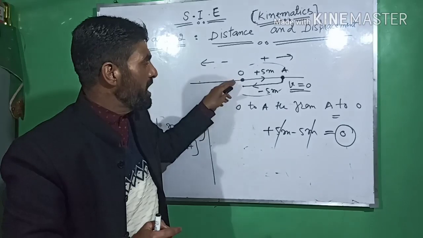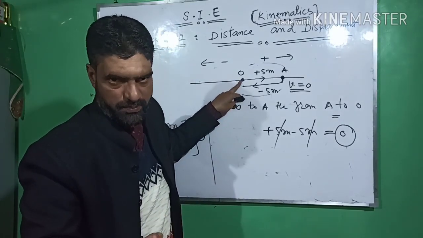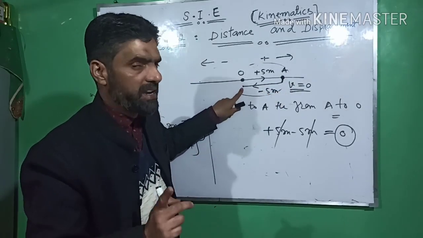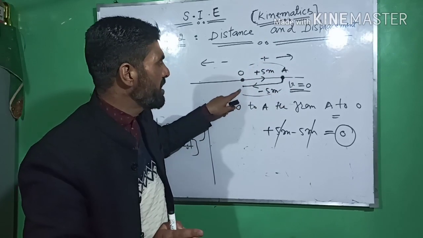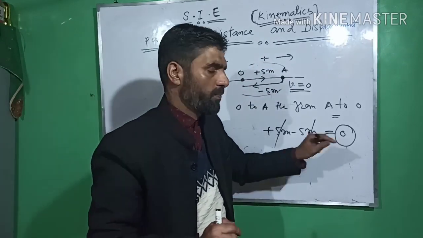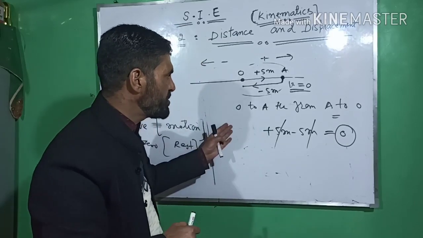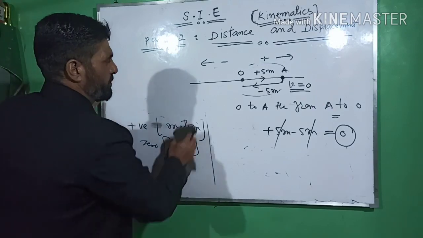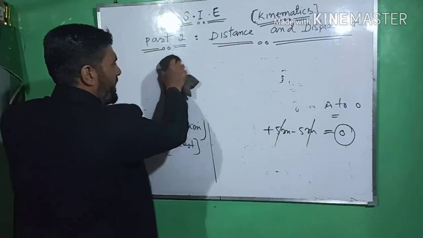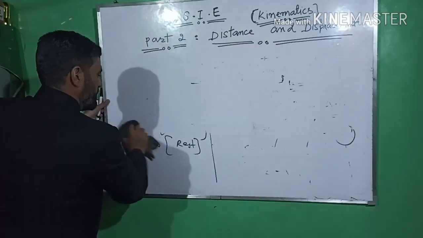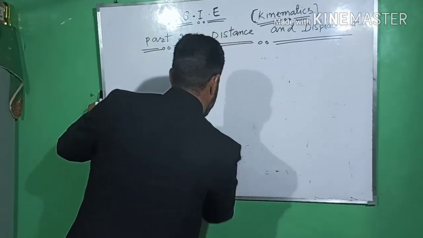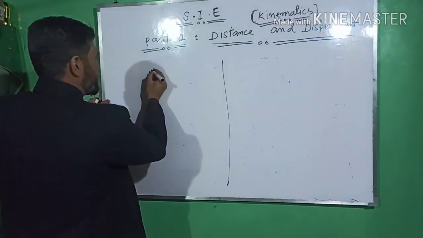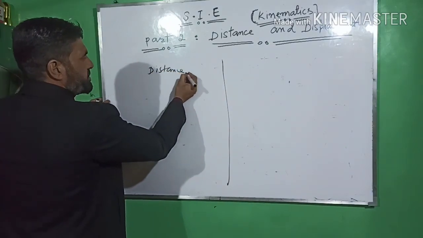What does it mean? If a particle starts from any position, and after a certain interval of time it comes back to the same position, then during that interval of time the displacement of the particle is 0. So you have got this. Displacement may be positive, it may be negative, or it may be 0, but distance is always positive or 0, never negative. Hope you have got this point. Now proceeding to the next point. Here it is distance, and here it is, dear students, displacement.